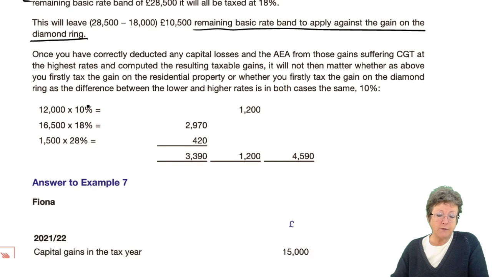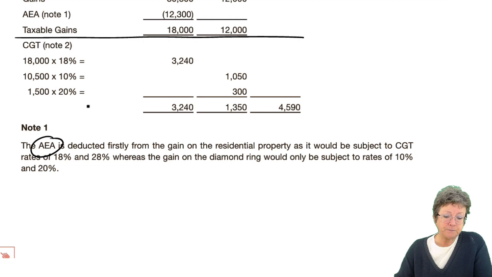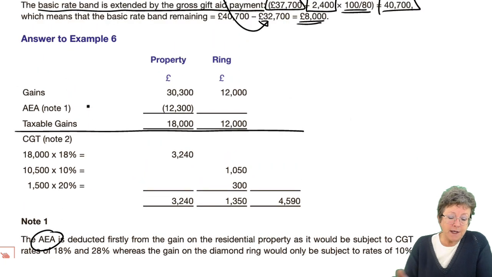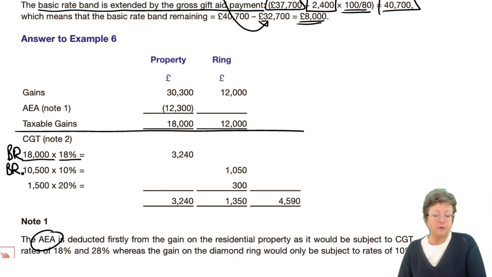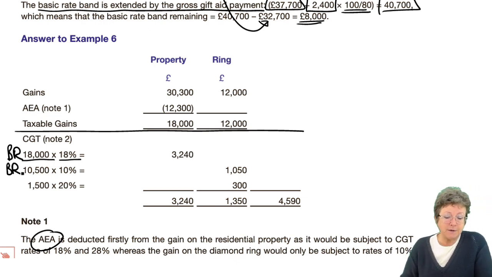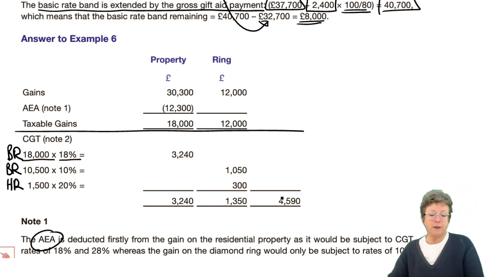Okay, so this is how we've got the answer. The first 18,000 was at 18%, so that's basic rate. Then this was also basic rate, 10,000 at 10%, and then the high rate is on the ring.